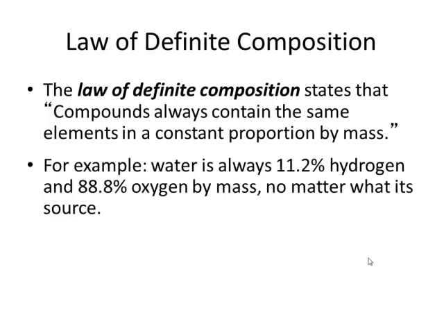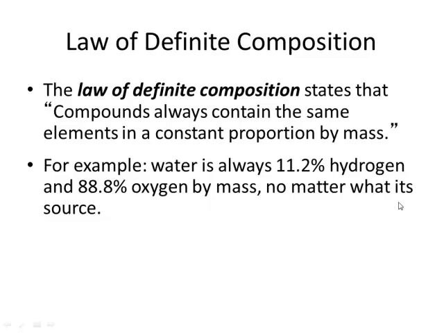Now this here is a natural law about matter, and it's called the law of definite composition. What it says is that compounds always contain the same elements in a constant proportion by mass. Now what does that mean? Well, if you have water, wherever you take a sample of water around the world, you will find by weight it would have 11.2% hydrogen and 88.8% oxygen by mass. No matter where you get it from.